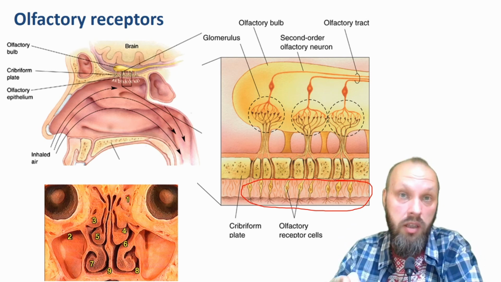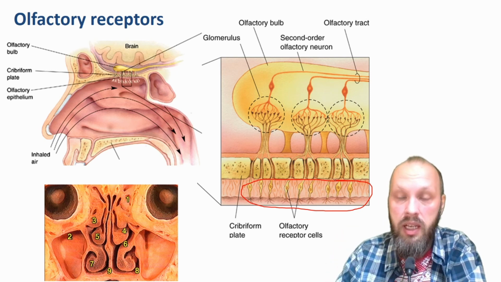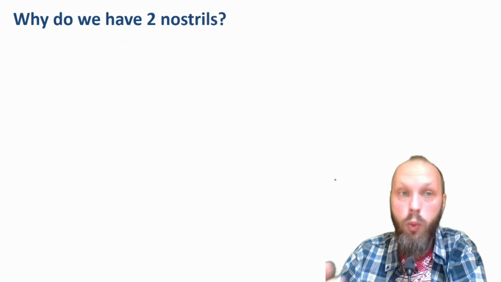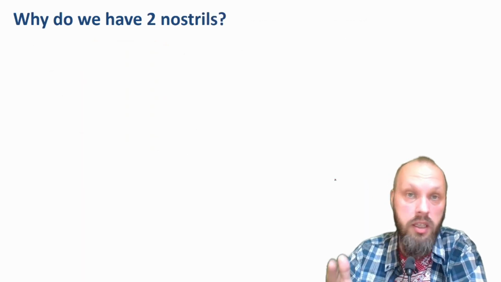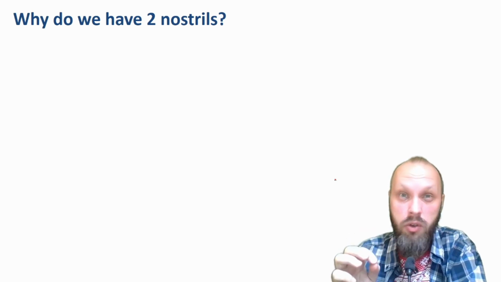Good, so these are the olfactory receptors. Before we talk about what happens next to the signal, let me ask you the following question. Why do we have two nostrils? And this is a nice question where you can try to answer. So pause the video, think about it.